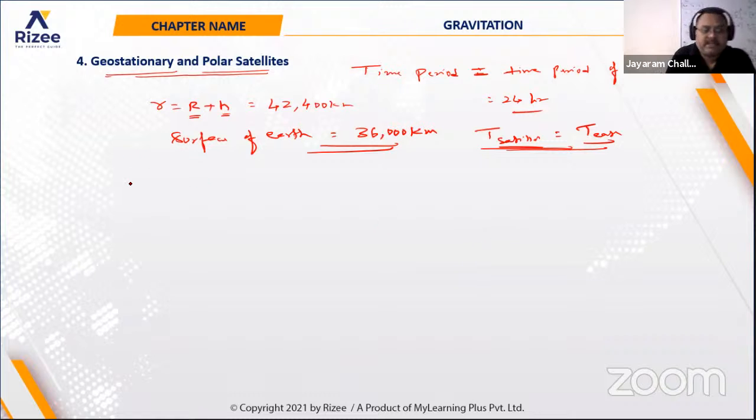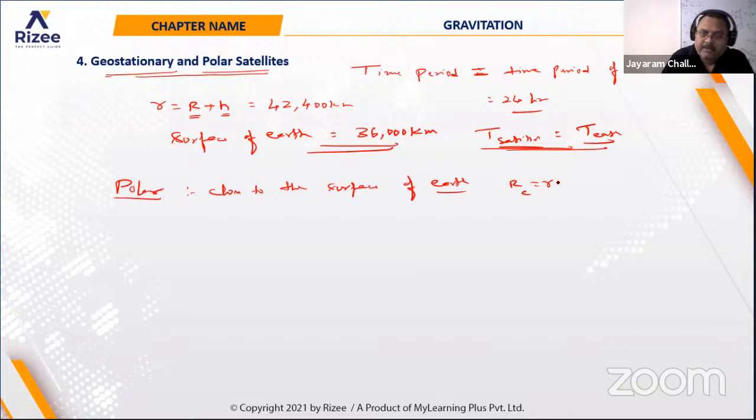Then what is this polar satellite, sir? So polar satellites are those satellites which will be close to the surface of the Earth. That means the radius of the orbit of the satellite is roughly equal to the radius of the Earth, that is 6,400 kilometers only. So the satellites which move close to the surface of the Earth are called polar satellites. Okay. Hope you are clear with this one.